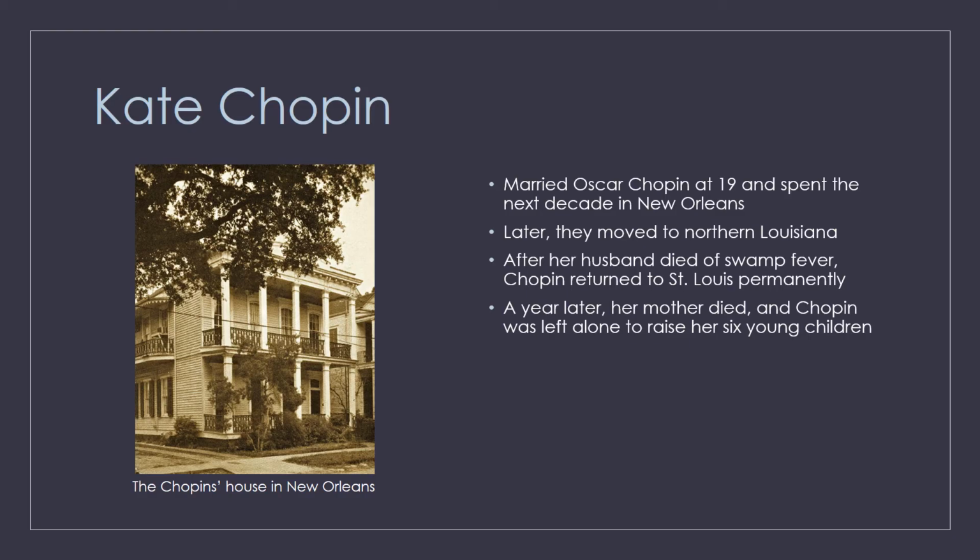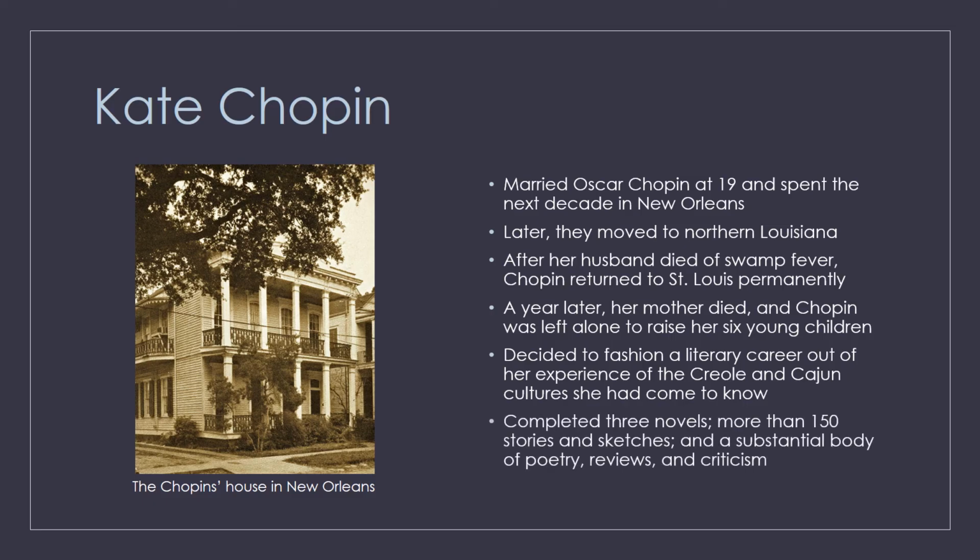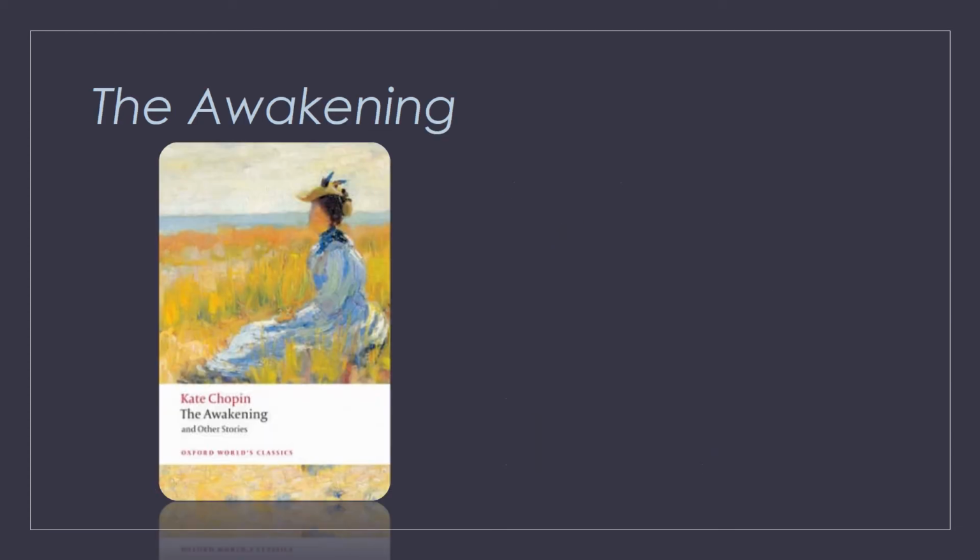Having recognized the ready market for regional fiction, Chopin decided to fashion a literary career out of her experience of the Creole and Cajun cultures she had come to know. In the relatively few years of her writing career, scarcely more than a decade, she completed 3 novels, more than 150 stories and sketches, and a substantial body of poetry, reviews, and criticism. The influence of her love for French fiction showed in her stories that were much more erotic and guilt-free than the American norm. Chopin's major work, The Awakening, was published in 1899.